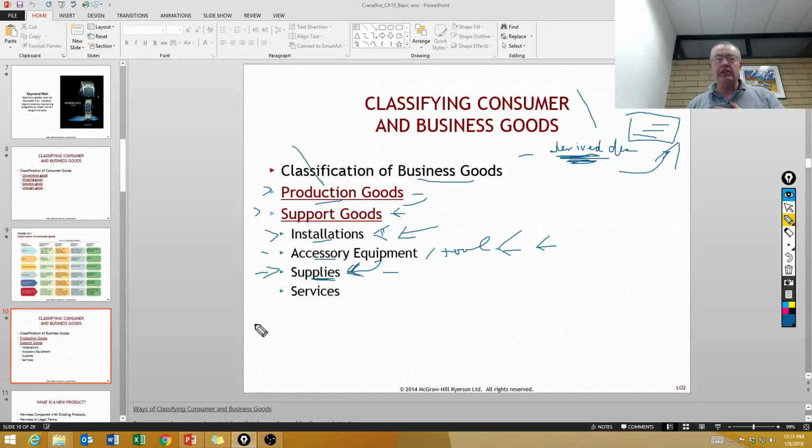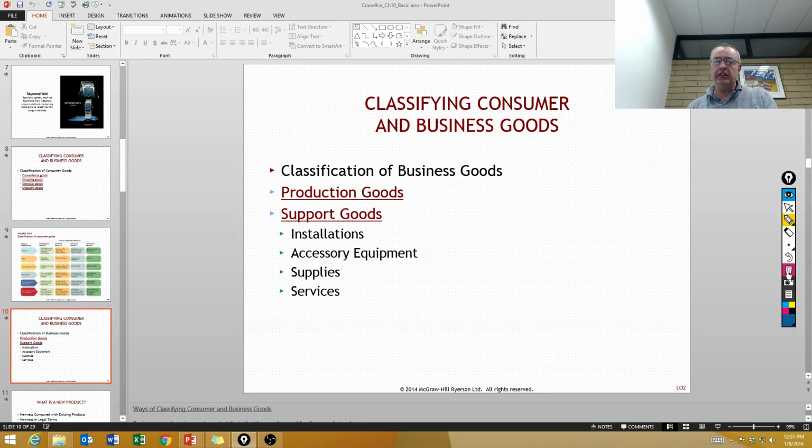And then finally, we have services that we buy. There are all sorts of different services, repair and maintenance services. Sometimes those repairs and maintenance are performed in-house, and sometimes you hire a contractor to do that. You might have legal advice, accounting advice, and usually when you're buying services, the buyer is concerned with the vendor's reputation.